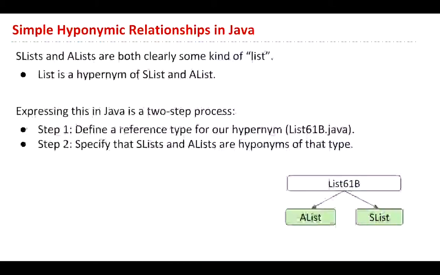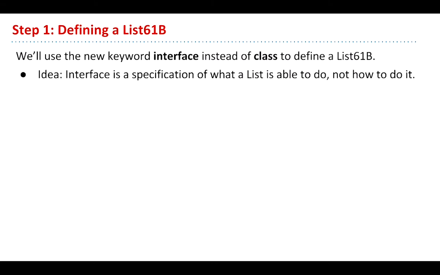And so to do that, I'm going to observe that obviously SLists and ALists are both some kind of a list in the sense that, well, ALists and SLists, they constitute listiness, right? We want to be able to tell Java that there exists something that is a list. And so to do the equivalent of what we do in English when we say dog to mean all kinds of dogs, we're going to have two steps. The first step is to define our category or our reference type for our hypernym. We're going to set up something called List61B.java. And then step two is going to be to edit these files and inform Java, by the way, these things are List61Bs. Okay? So let's do that.